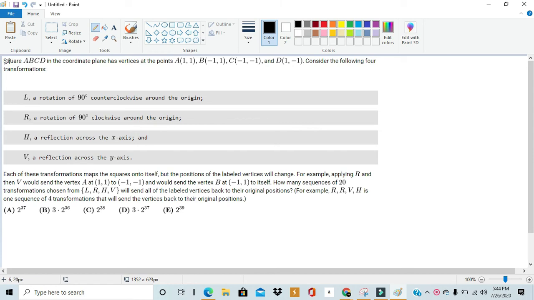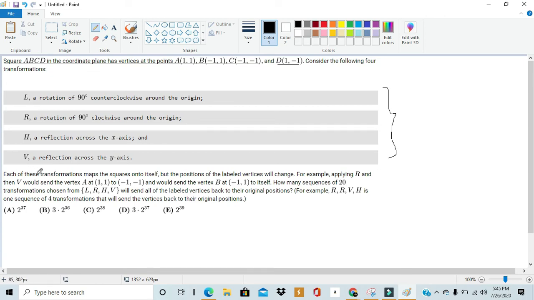Square ABCD in the coordinate plane has vertices at points A (1, 1), B (-1, 1), C (-1, -1), and D (1, -1). Consider the four following transformations. L, a rotation of 90 degrees counterclockwise around the origin. R, a rotation of 90 degrees clockwise around the origin. H, a reflection across the x-axis, and V, a reflection across the y-axis.